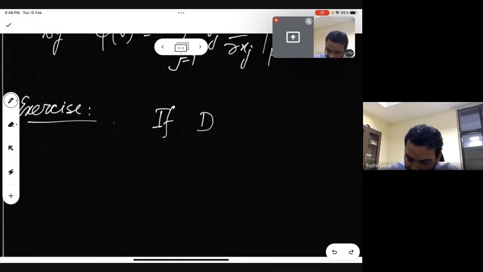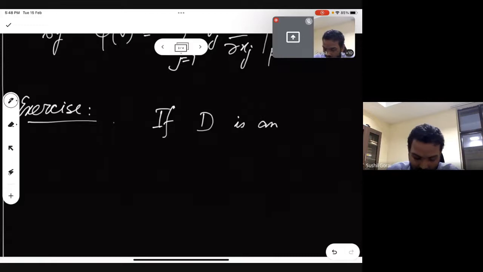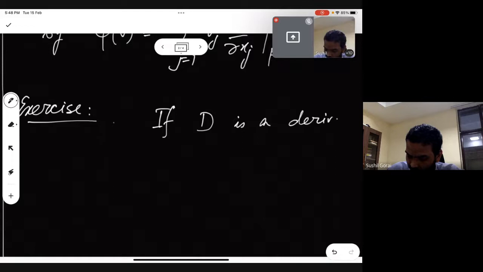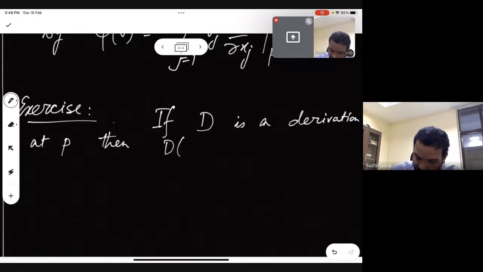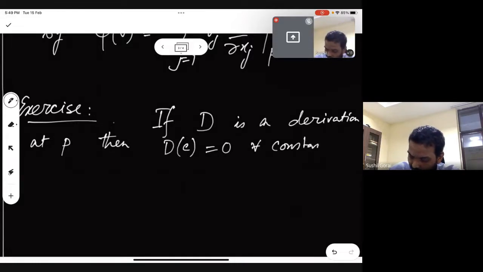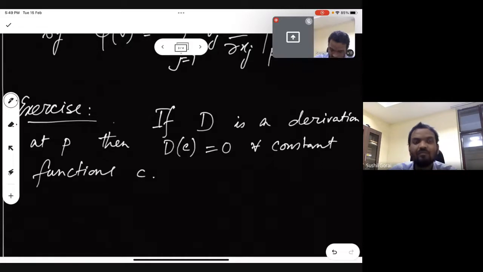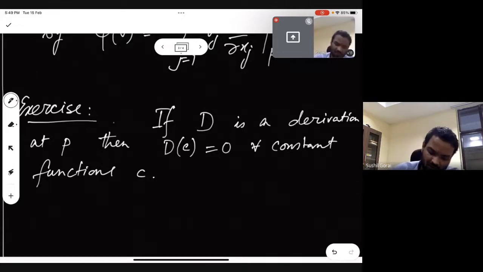Now the next exercise: if D is a derivation or point derivation at p, then D of a constant function is 0 for all constant functions c. This is a very easy exercise, so I'm not going to do it. Use the Leibniz rule and you'll get it.